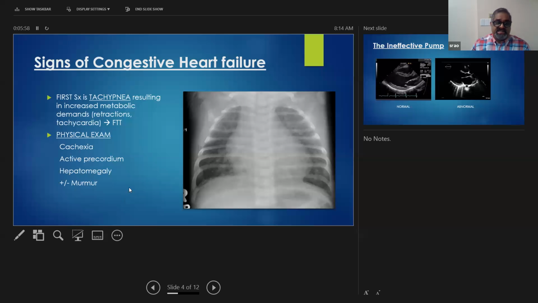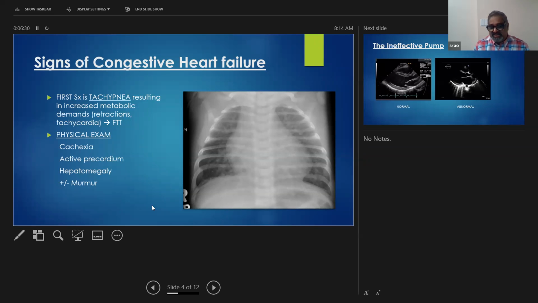All right, so that's what congestive heart failure means. And so when we talk about congestive heart failure, the typical scenario is going to be a 6-week-old or... Dr. Rao, yes, ma'am. Sorry to interrupt. Could you just clarify what you mean about an inefficient versus an ineffective pump? Right. So inefficient just means that there's an intracardiac shunt, but the ventricular function is normal. Okay. And ineffective means that the heart's not pumping well.